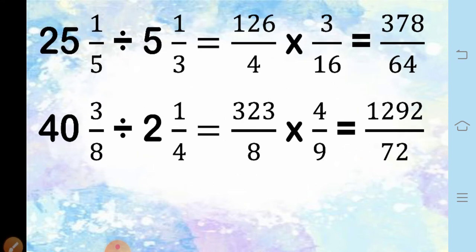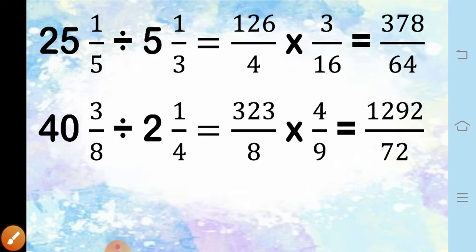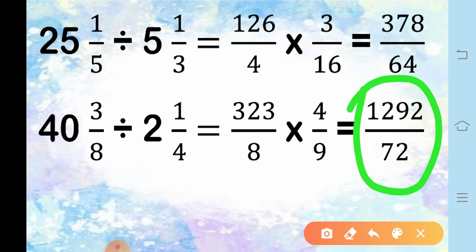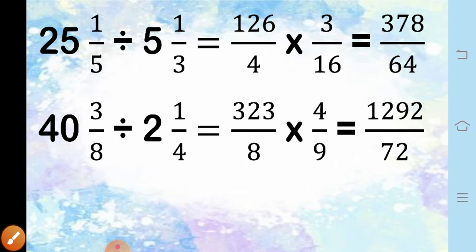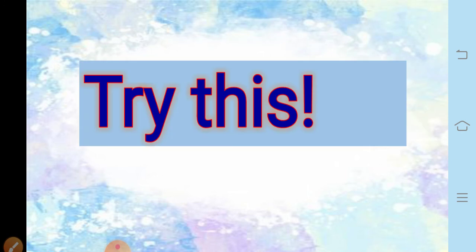Another example, 25 and 1 over 5 divided by 5 and 1 over 3. The same process, change it into improper fractions and then use its reciprocal which is 3 over 16. So the same process. Okay, so next example is 40 and 3 over 8 divided by 2 and 1/4. The same process, that's why we get the final answer of 1292 over 72. Okay, try this one.